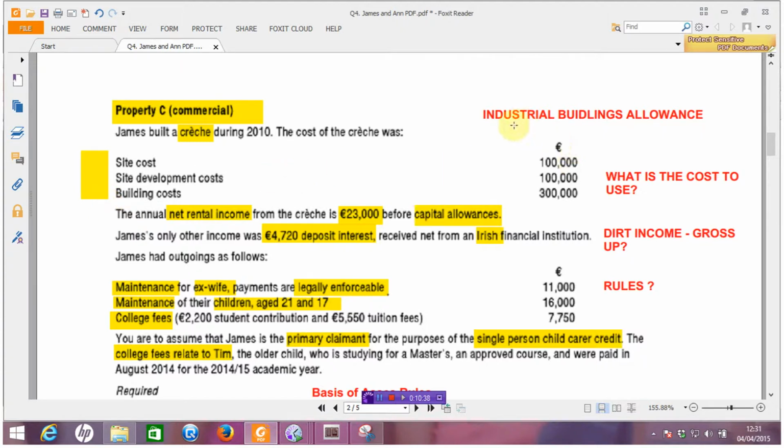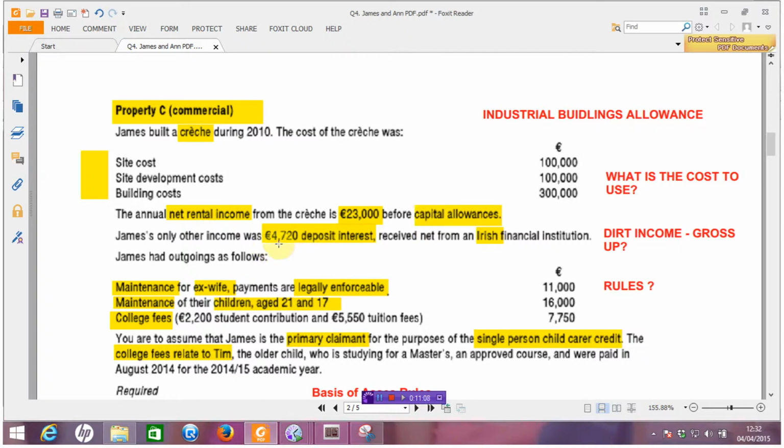So really, in terms of this industrial buildings allowance, I mean, they're effectively capital allowances. What we've got to say is, okay, if these are the costs, which element can we apply a capital allowances rate to? And we'll see more of that when we come to the answer. Okay. In terms of the rental income for this creche, we see that we have rental income of 23k before capital allowances. So obviously the capital allowances can be deducted from that figure.